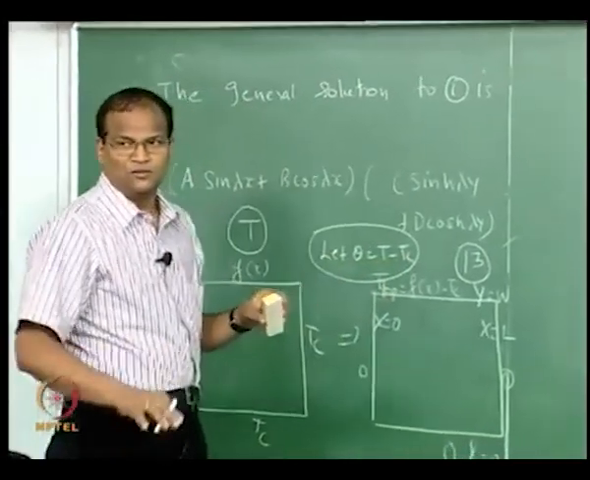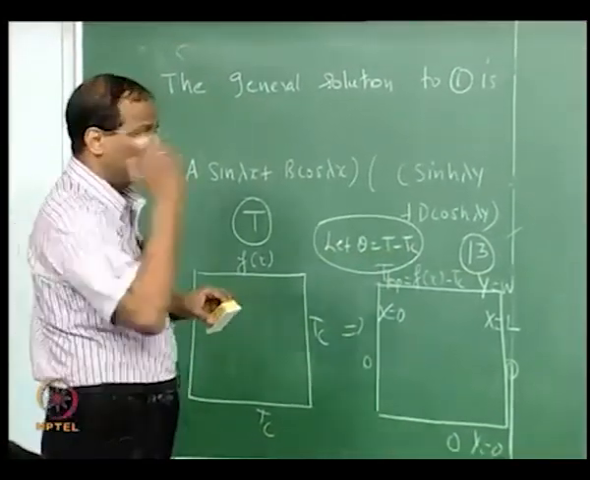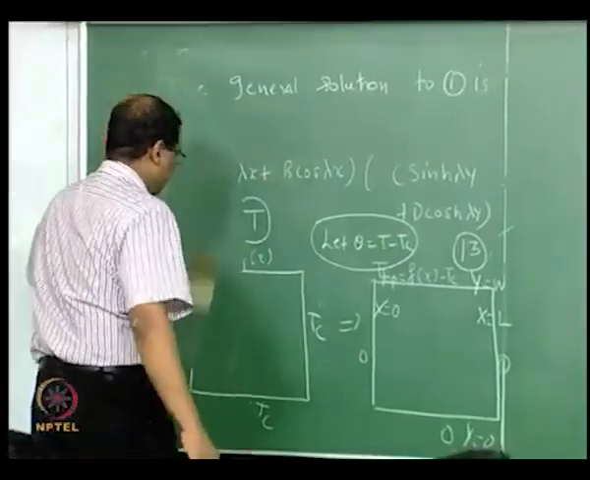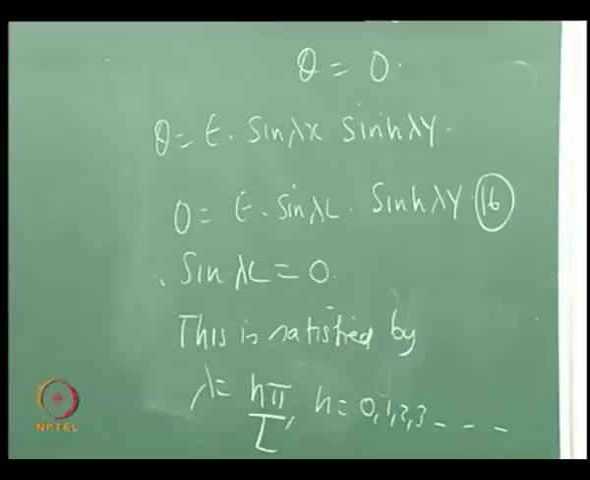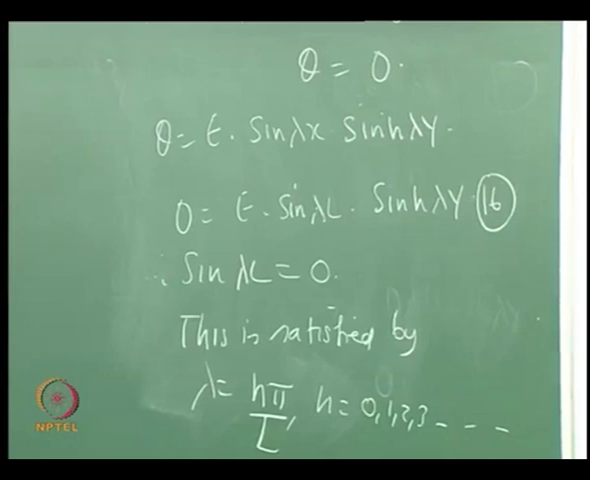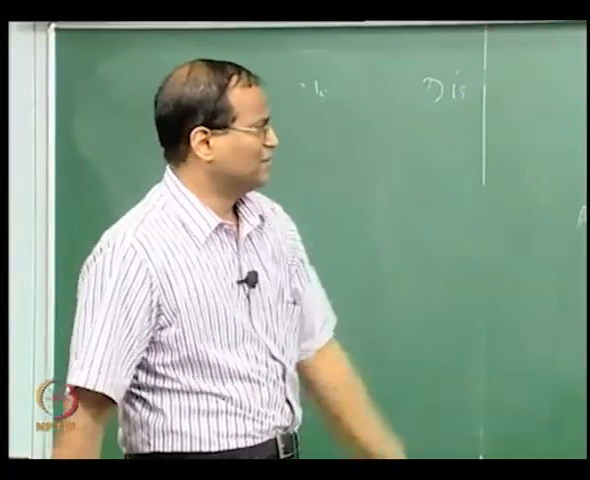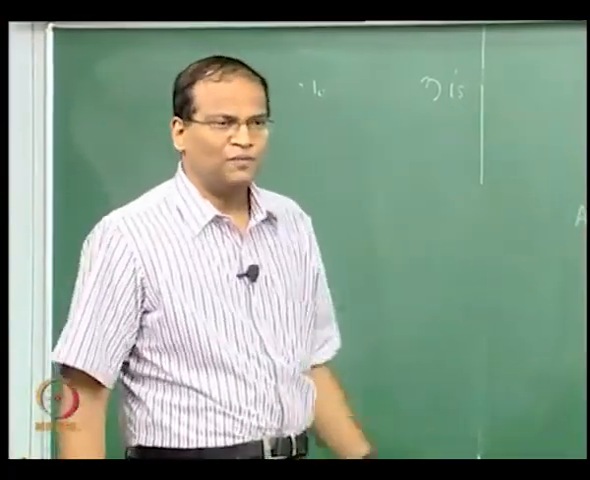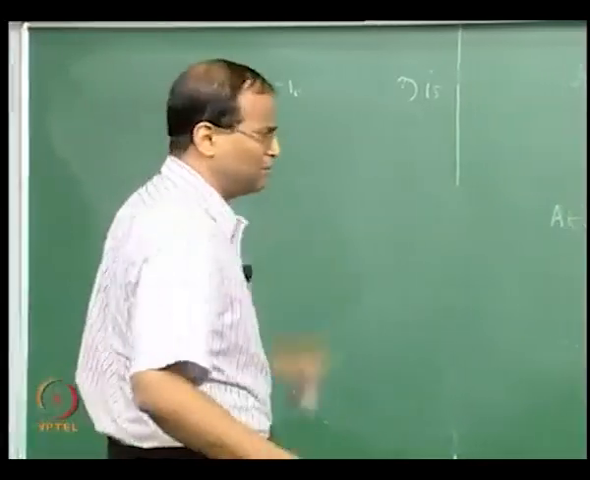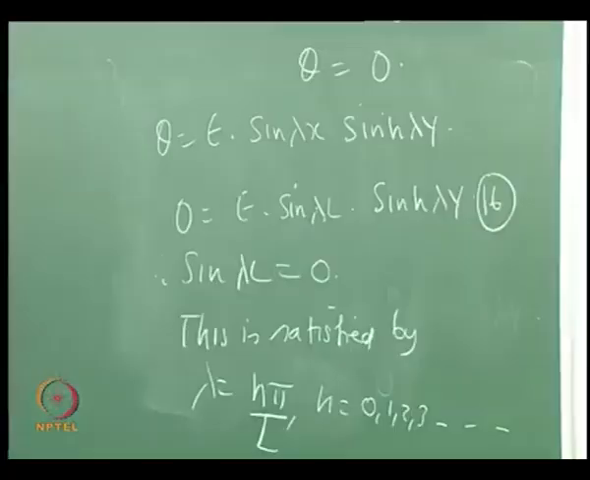But 0 we do not include, 0 will create some trivial solution. So next step will be: now there is a property theorem which says that in such a situation, when there is a succession of values of lambda each of which satisfies sin lambda L equal to 0, the general solution is given by a summation of all these solutions.